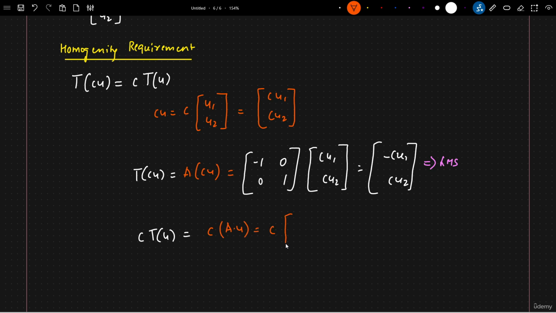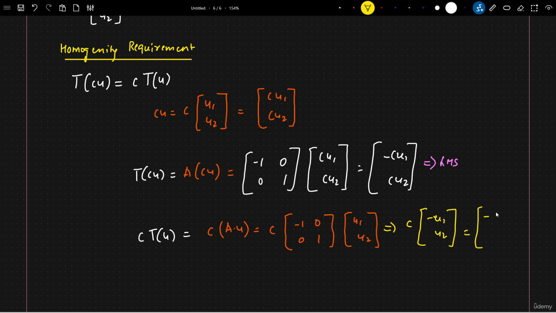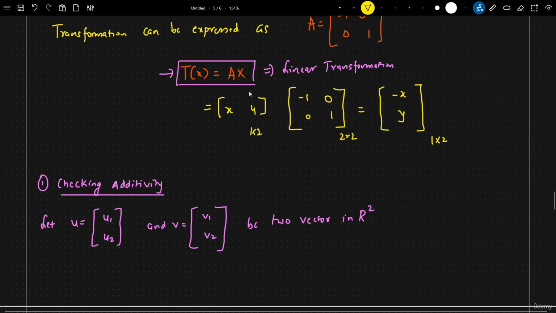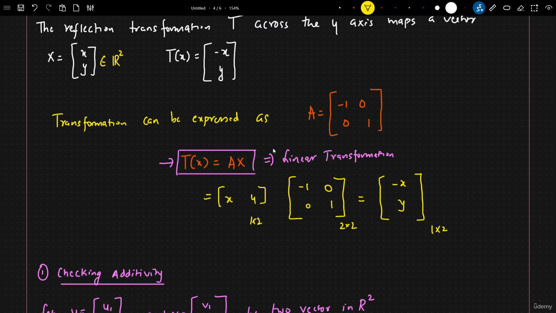So it is nothing but C times minus 1, 0, 0, 1, and this will be nothing but U1, U2. Okay. So if I do the dot operation over here, it will be nothing but C times minus U1, U2, which in turn will give me minus CU1 and CU2. So this is my RHS, and both are equal. Now, if both are satisfied, that basically means I can definitely confirm that whatever transformation technique we are applying, it follows a linear transformation.